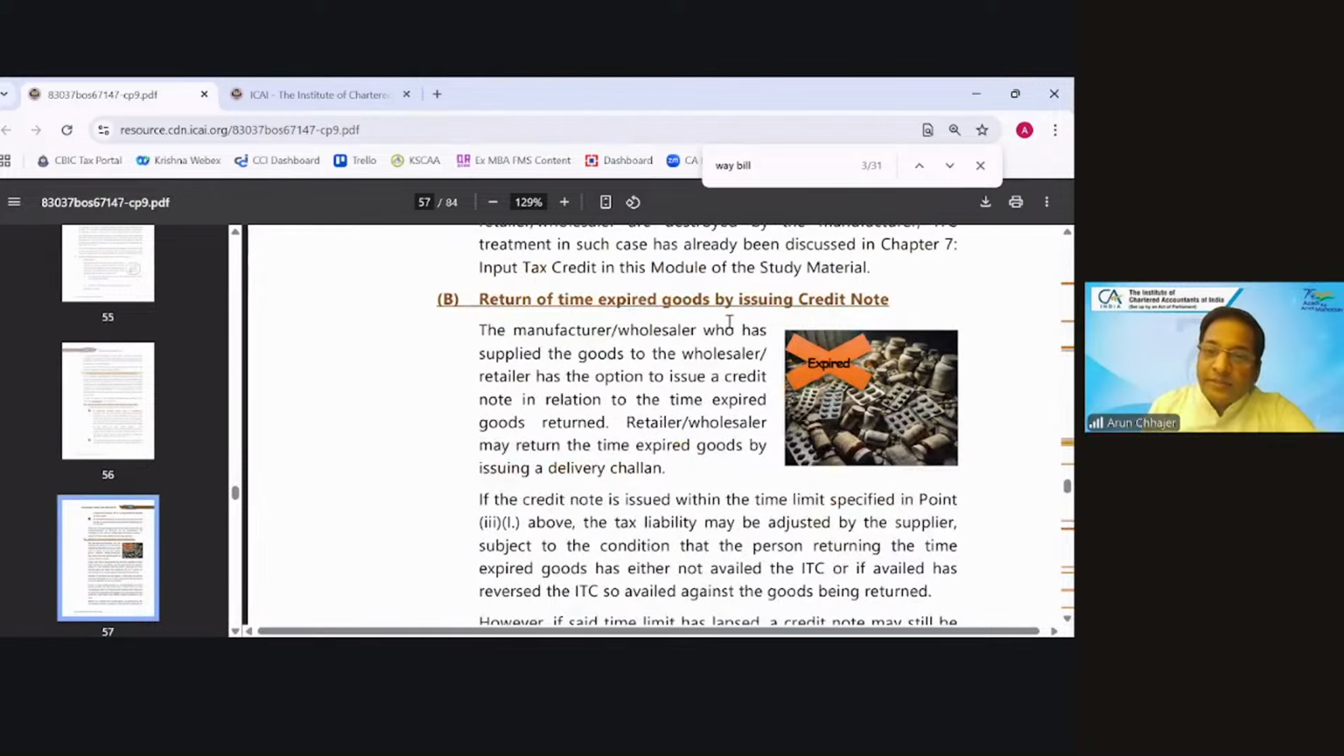The return of the time expired goods by issuing the credit note. The first is Mr. A can send to the manufacturer by treating the same as fresh supply. Second, the manufacturer of the company can issue the credit note to Mr. A. The manufacturer or wholesaler who has supplied the goods to the wholesaler or retailer has the option to issue the credit note in relation to the time expired medicine. Retailer may return the time expired goods by issuing the delivery challan.